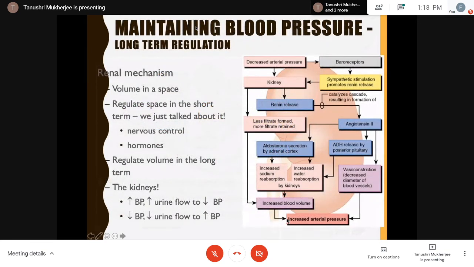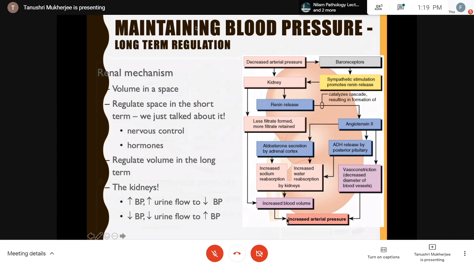And the long-term regulation is by renal mechanism. Totally, with the kidneys, increased blood pressure leads to increased urine flow to decrease the blood pressure. And with decreased blood pressure, there is a decreased urine flow to increase the blood pressure. So this is the complete regulation. There is a vasoconstriction, there is increased blood volume, there is increased water resorption by the kidneys, which leads to the increased arterial pressure.